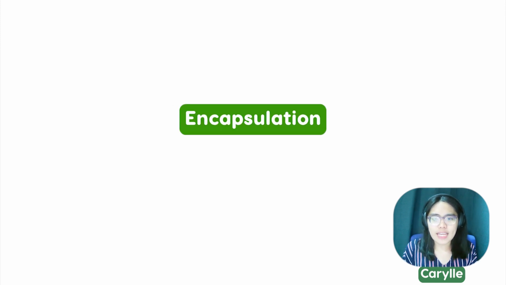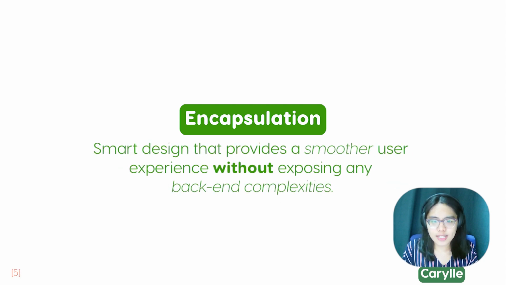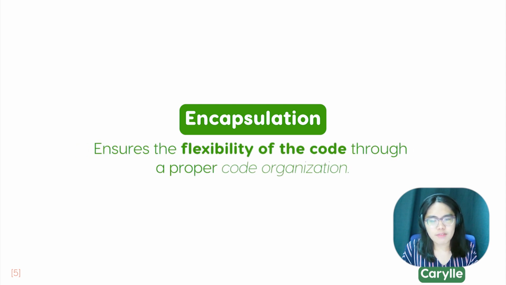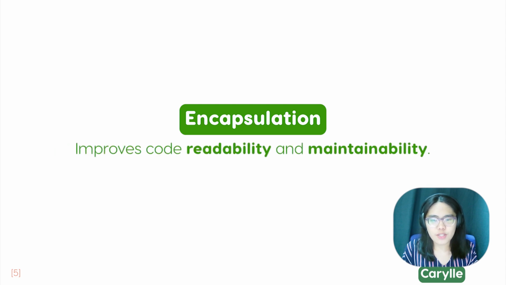Now we know that encapsulation in OOP keeps data from being accidentally changed. But encapsulation isn't just about keeping data safe. It's about smart design that provides a smoother user experience without exposing any back-end complexities. It also ensures the flexibility of the code through proper code organization. Because of this, encapsulation also improves code readability and maintainability.